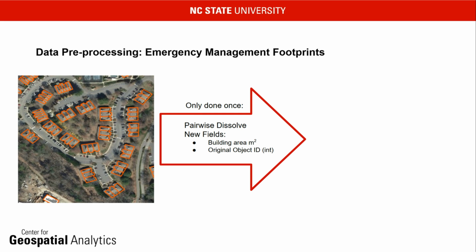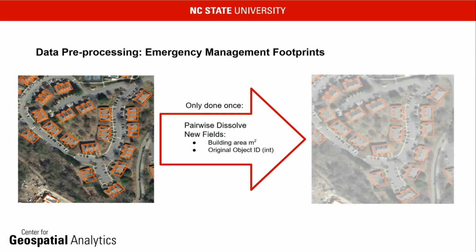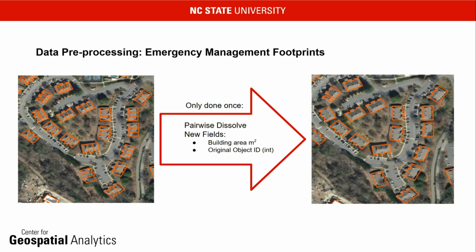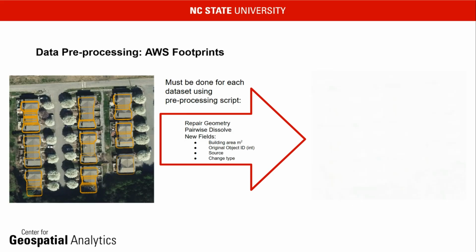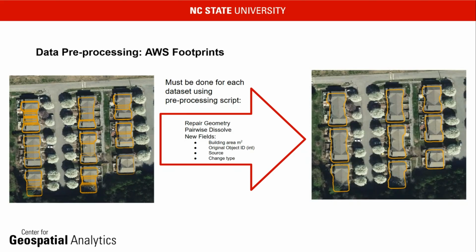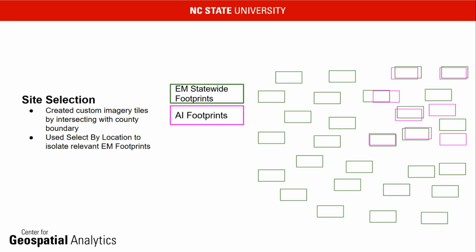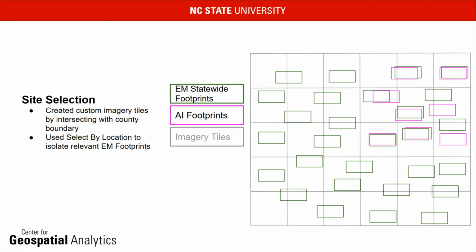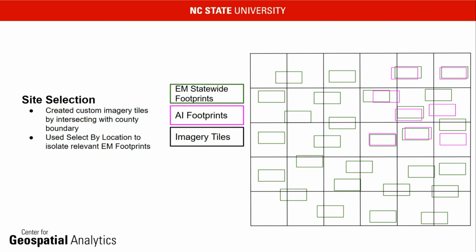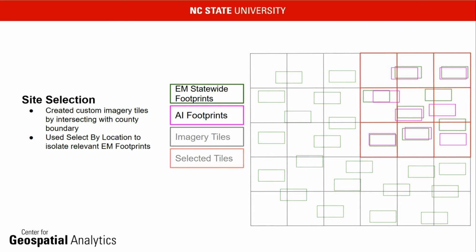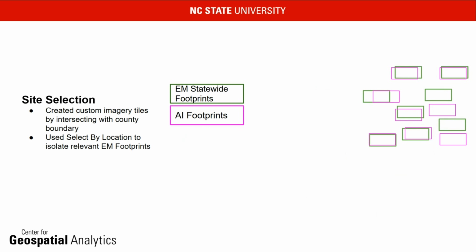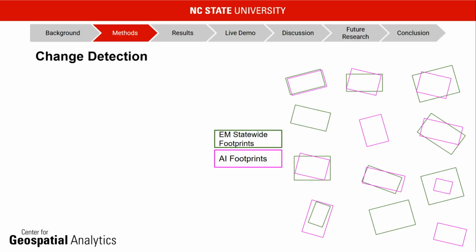First we have some pre-processing. Mainly it's performing a dissolve and adding some fields so that each building is only represented by one polygon. For the AWS output, there's a lot of stacked geometry, so we dissolve those, repair the geometry, and add some fields. Then in the Python script, we do a site selection. We use imagery tiles to select only the EM footprints that we're interested in, so we're not comparing the whole state to just the sample.